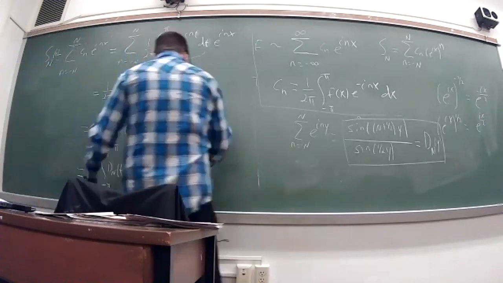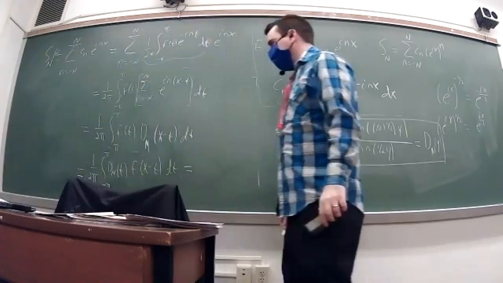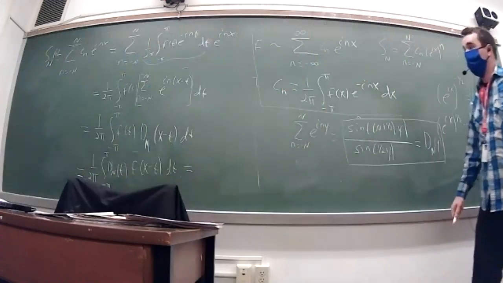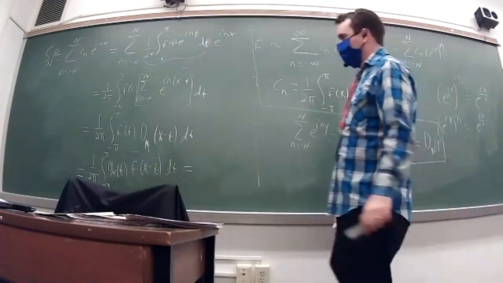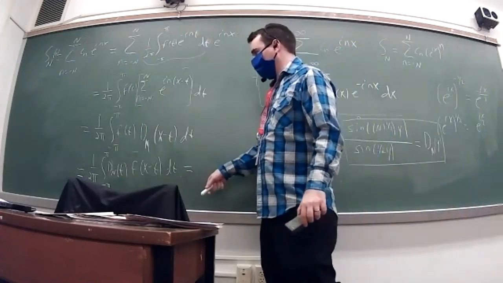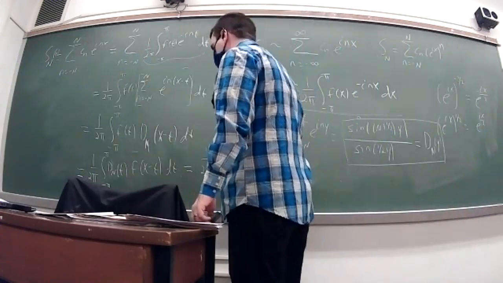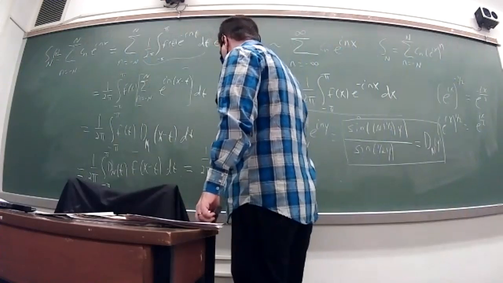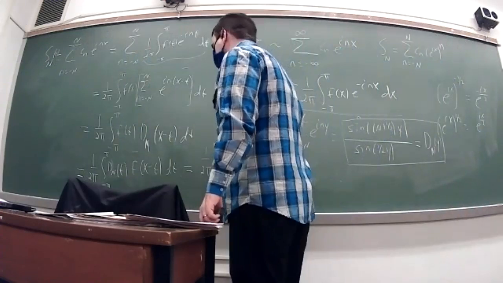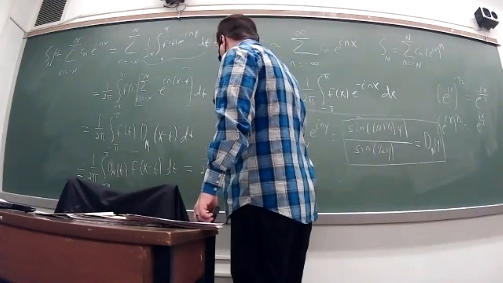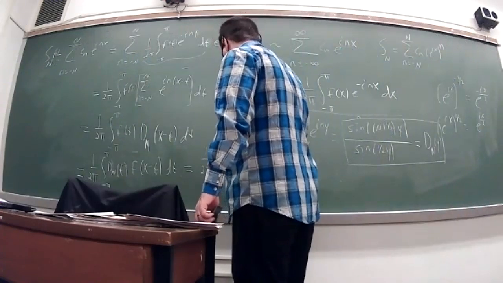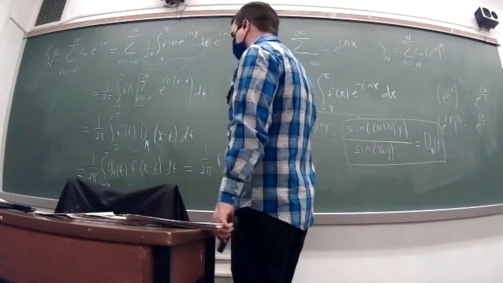And this should remind you of something. If you're really paying attention, this will remind you of Duhamel's principle from earlier on in the course. This looks like 1 over 2 pi times the convolution of f with the Dirichlet kernel.